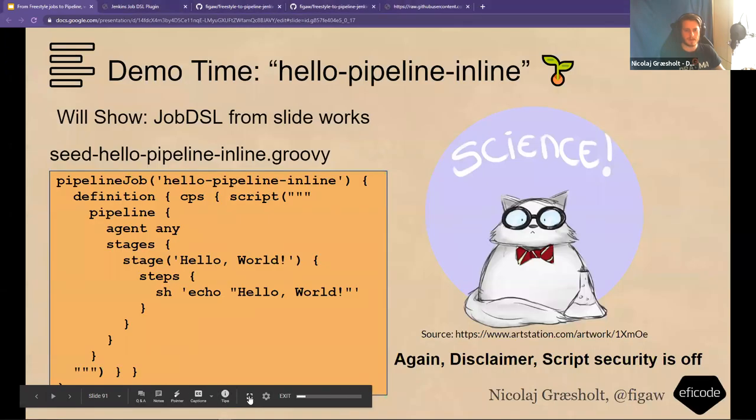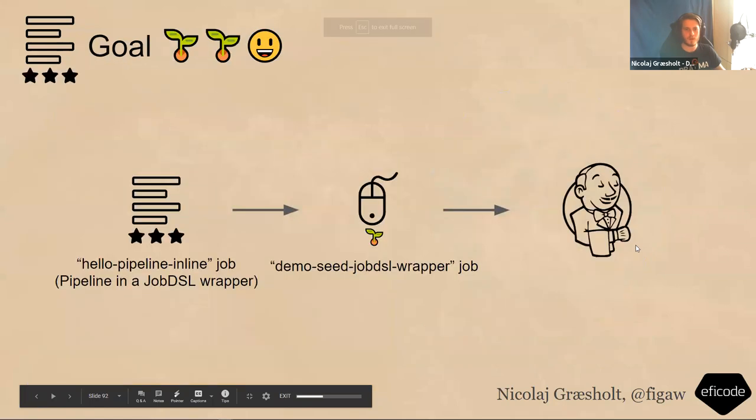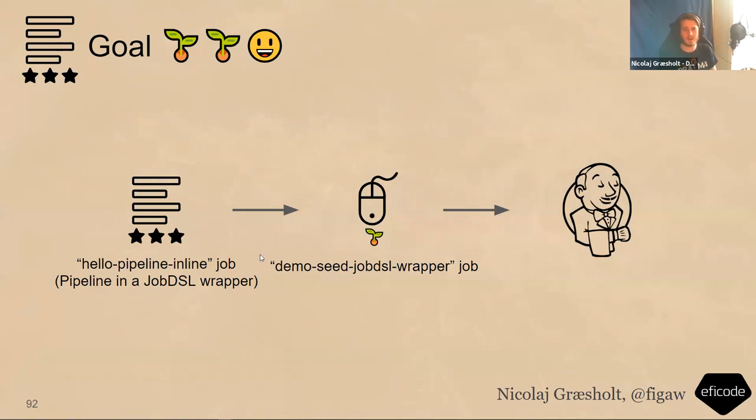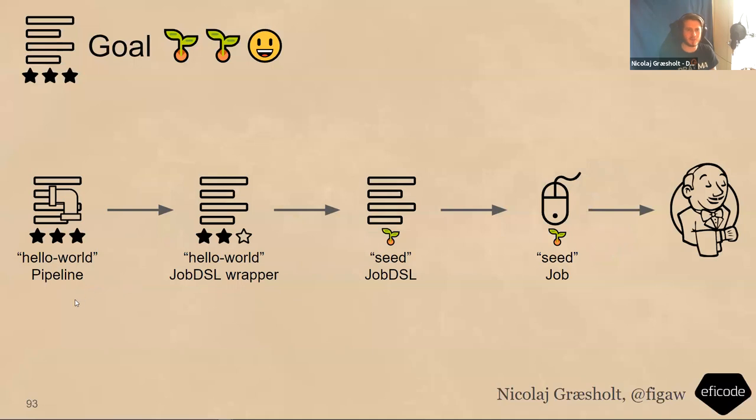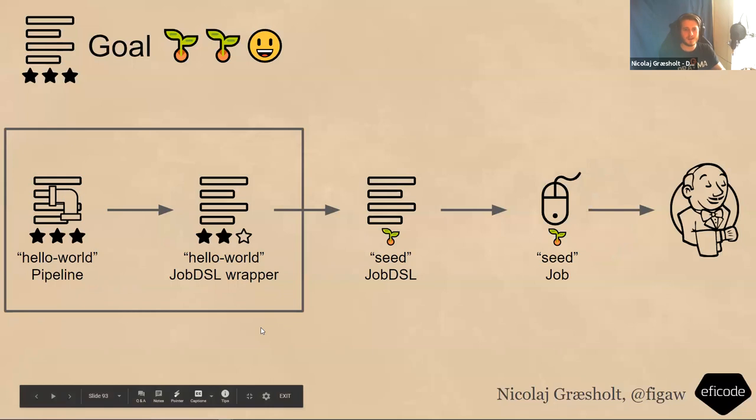Oh, back into the presentation. There we go. So I have my Hello Pipeline inline job, which is my pipeline in a JobDSL wrapper. I've added it by the demo seed JobDSL wrapper job. But what I actually wanted was to have it in a separate file. So of course, just like we did with JobDSL, we can make this construction as well.